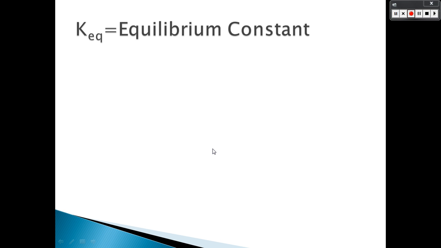So Keq is an equilibrium constant. K, we're used to being a constant. If you remember back to the gas laws, we said pressure times volume equals K, a constant. So K stands for constant, and EQ obviously is equilibrium. So this is an equilibrium constant. It is a numeric value that we place on a system in equilibrium.